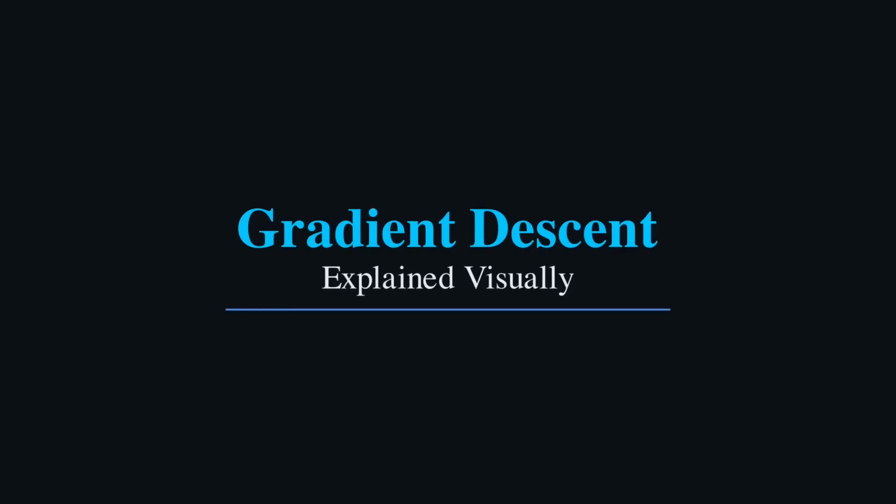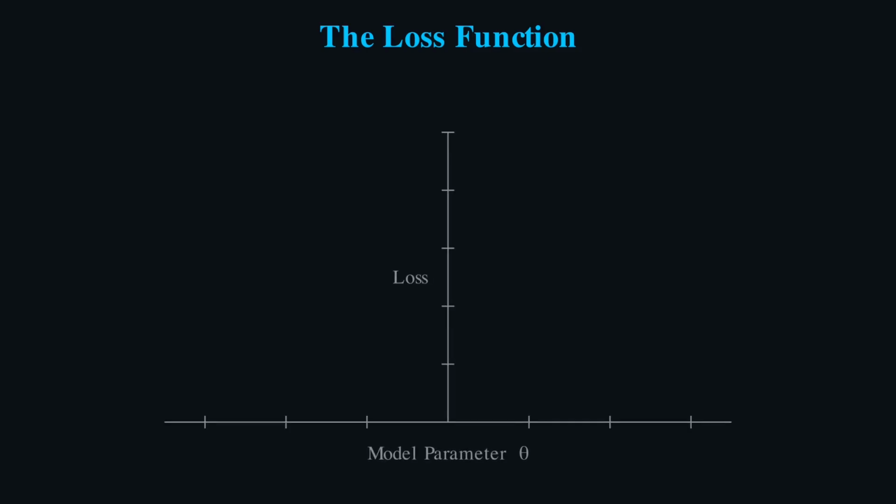Imagine you're blindfolded, standing on a hilly landscape. Your only goal: reach the lowest point. You can't see the whole map. You can only feel the slope beneath your feet. This is exactly how AI learns. This process is called gradient descent.